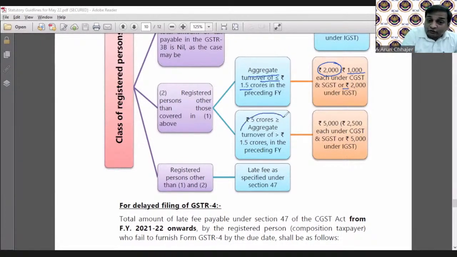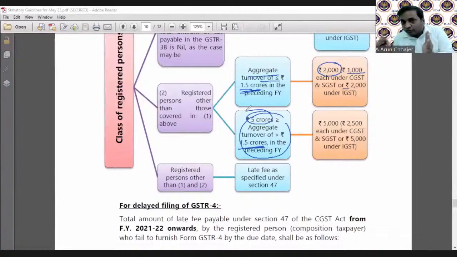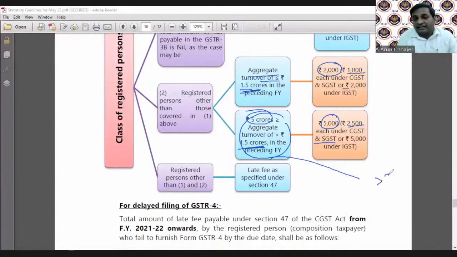If your aggregate turnover is more than 1.5 crore but up to 5 crore, it means the first slab is up to 1.5 crore, maximum late fees would be 2,000 rupees. If your aggregate turnover exceeds 1.5 crore but is up to 5 crore, the late fees would be 5,000. It means 2,500 CGST, 2,500 SGST. And third category, if your aggregate turnover exceeds 5 crore, then 5,000 CGST, 5,000 SGST. It means total 10,000.